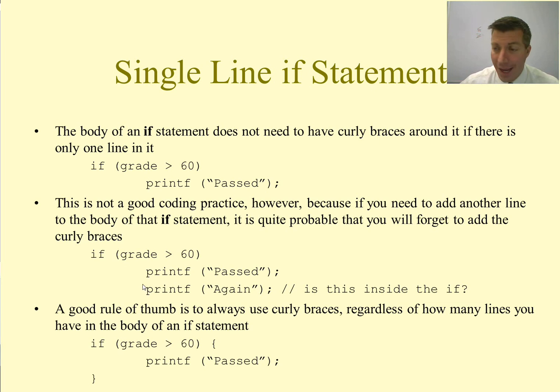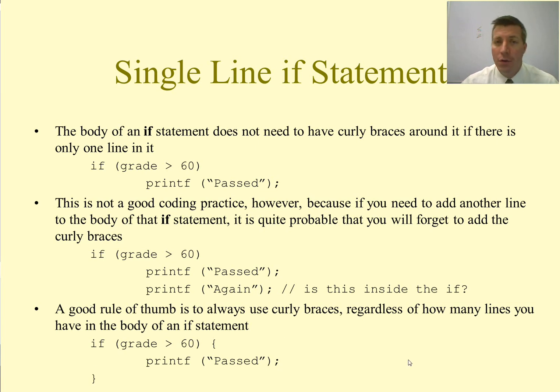So what's going to happen here is that if the grade's greater than 60, let's say that the grade is 65, it's going to print out pass, and then it's going to print out again. However, if the grade is 55, it's not going to get into this if statement. However, it will still print again, because again is not part of the body of that if statement. If I wanted it to be part of the body of the if statement, I would have needed to put the open curly brace here and the closed curly brace at the bottom.